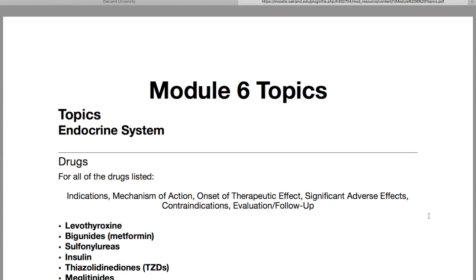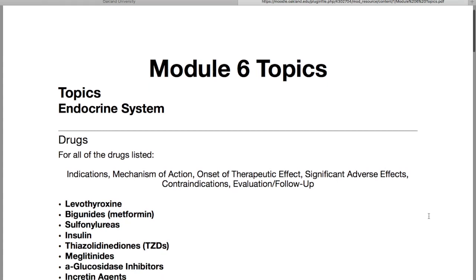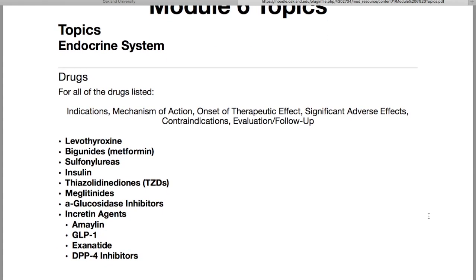Alrighty, so if you look at the Module 6 topics, you're going to see first the endocrine system. And remember, for these drugs, you want to make sure that you are learning the indications, the mechanism of action, the onset of therapeutic effect, significant adverse effects, contraindications, as well as evaluation and follow-up.